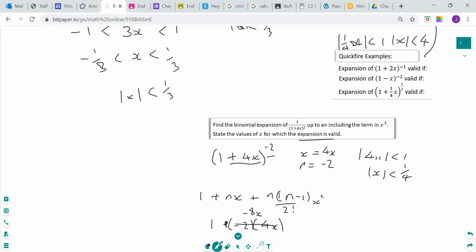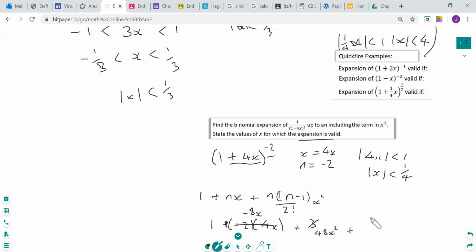We're going to have n as minus 2. Minus 2 times minus 3 is going to be 6. 6 divided by 2 is going to be 3. For the x squared term, 4x all squared is 16x squared. So what am I going to get there? 16, 32, I'm going to get 48x squared. And so on.